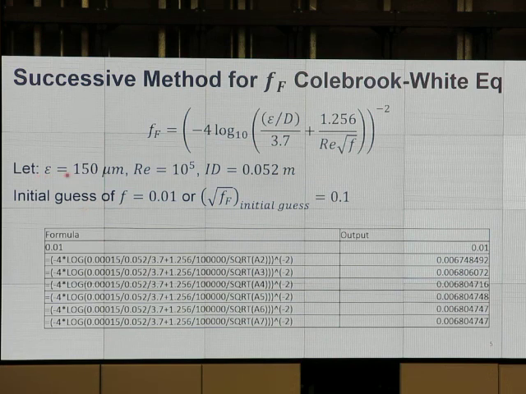For example, epsilon equal to 150 micron, Reynolds number is 10 to the power 5, ID is that much, and the initial guess is that. How do we use the successive substitution method on the friction factor? So I rearrange the equation: f equals this whole thing to the power of minus 2. My point is your calculator works, and we don't even need to use Excel. Are you ready for that?